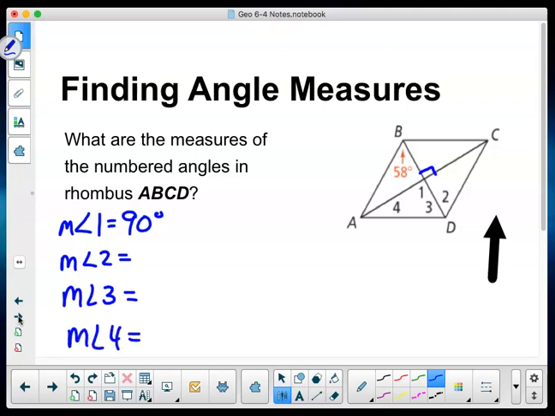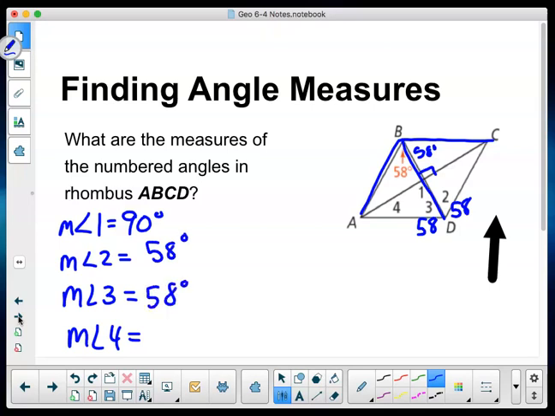Now let's talk about the measure of angle 2 and 3. Remember, a rhombus's diagonals bisect the angles they come to, so this is also 58 degrees. And rhombuses have all the properties of parallelograms, so opposite angles are the same measure. So these must both be 58. So we have 58 degrees.